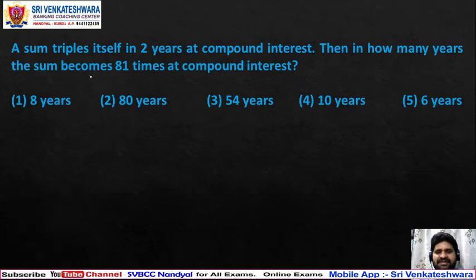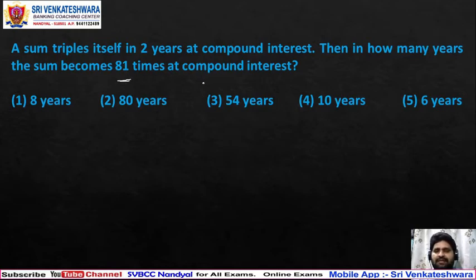A sum triples itself in 2 years at compound interest. Then in how many years does the sum become 81 times at compound interest?